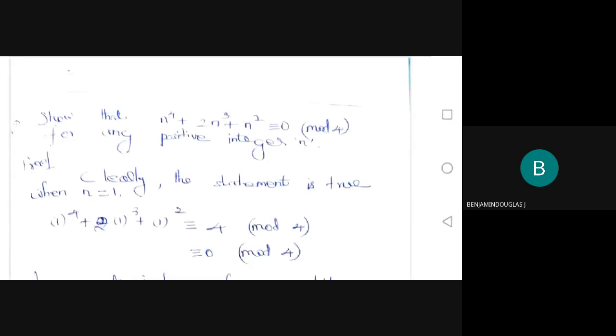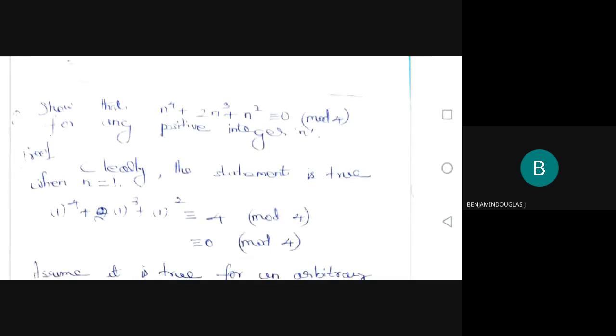For the basic value, we can put n equal to 0, 1 or 2. Here I have taken n equal to 1. So 1 power 4 is 1, 2 into 1 cube is 2, then 1 square is 1. So the sum is 4. Obviously 4 is congruent to 0 under mod 4, since 4 is divisible by the mod value 4, you get remainder 0. So 4 is congruent to 0 mod 4.